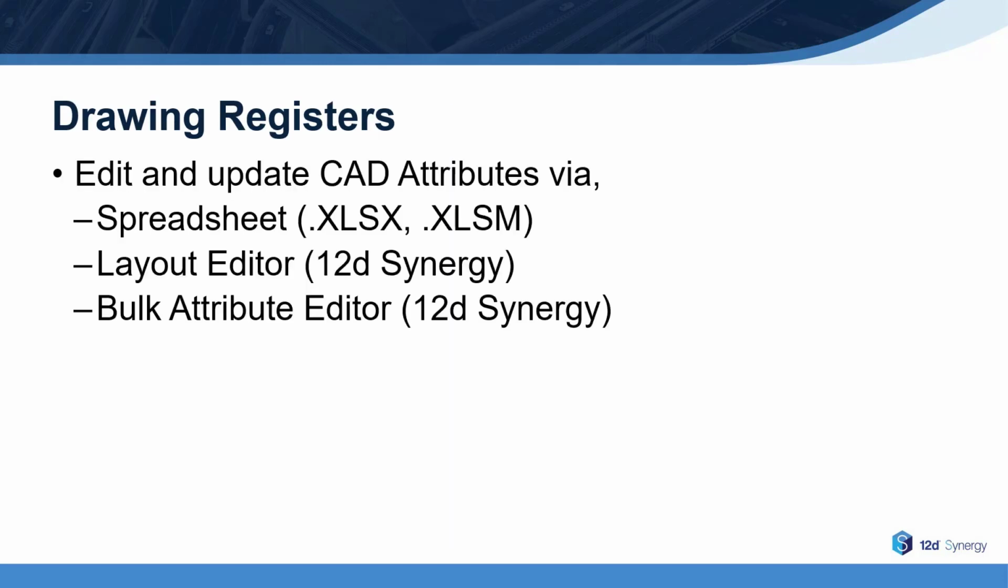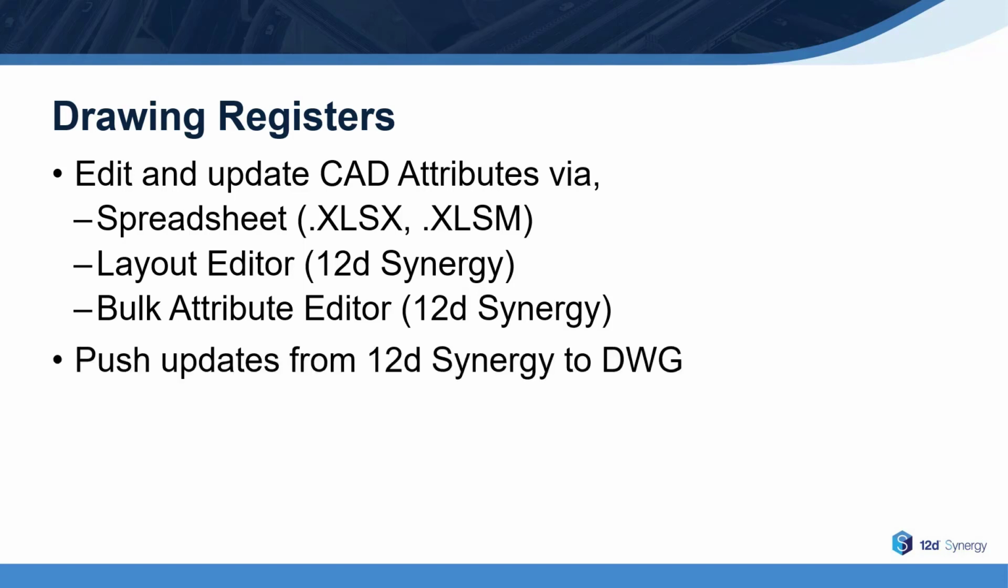12D Synergy can also update your CAD attributes in your drawings, and there are a number of ways you can do this. You can edit and update your CAD attributes via a spreadsheet. You can use the 12D Synergy layout editor or the 12D Synergy bulk attribute editor. These can push updates from 12D Synergy to your DWGs.